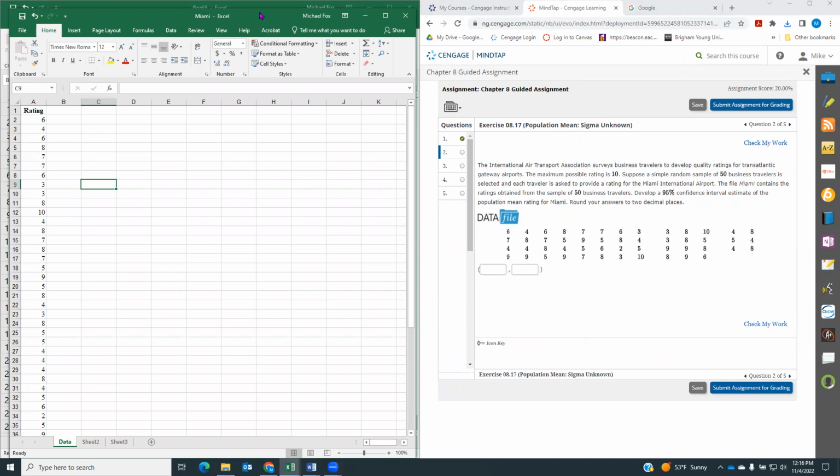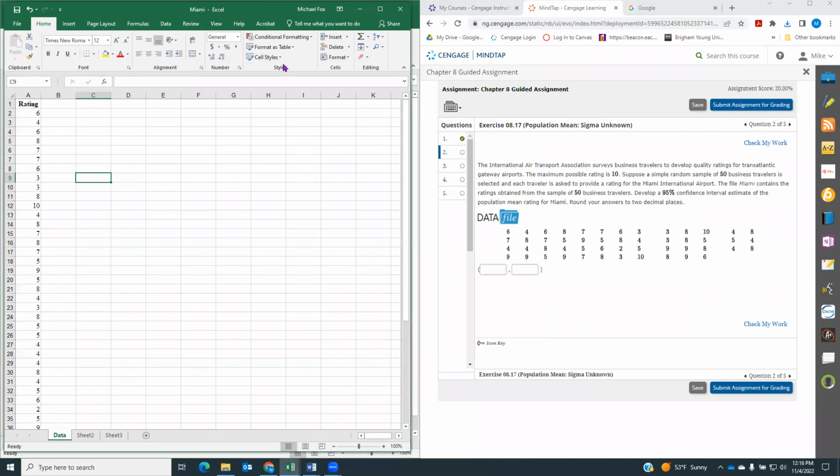So my first question is, am I dealing with a mean or am I dealing with a proportion? I guess what we're looking at here is we have a whole bunch of ratings and we're going to find the average of these ratings, the mean rating. So it's asking us for the estimate of a population mean. So this is a mean. And the second question is, do I know the population standard deviation? And the answer is no, that's not given to me anywhere in here.